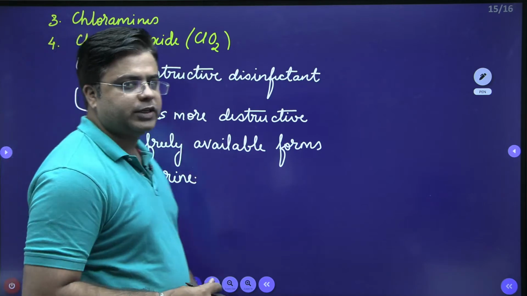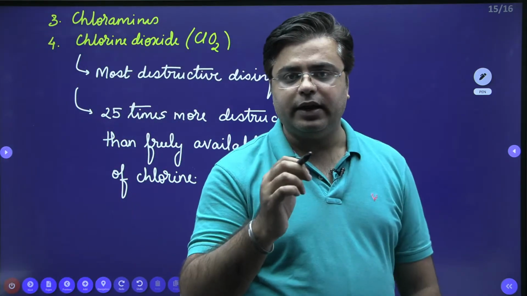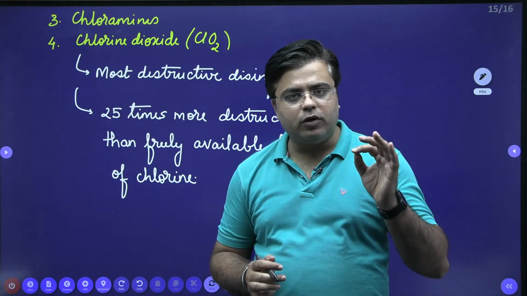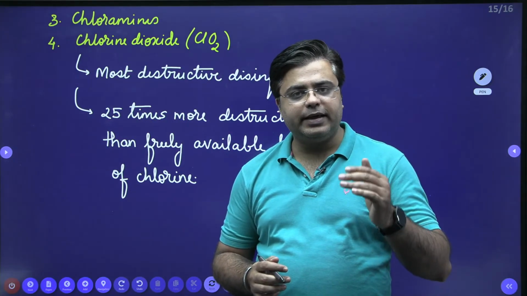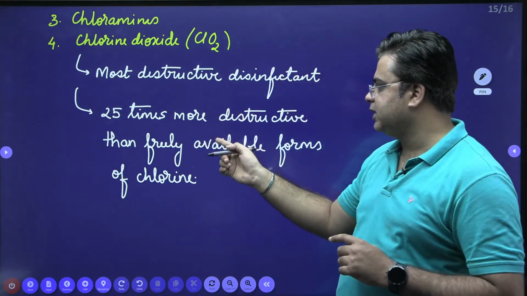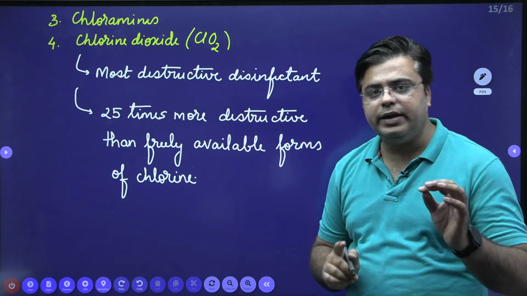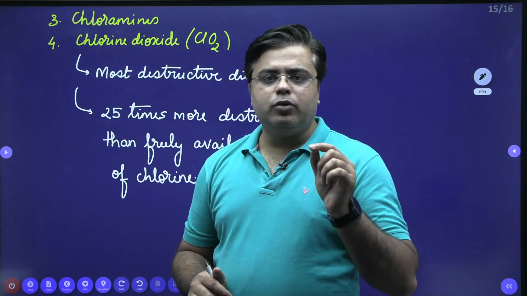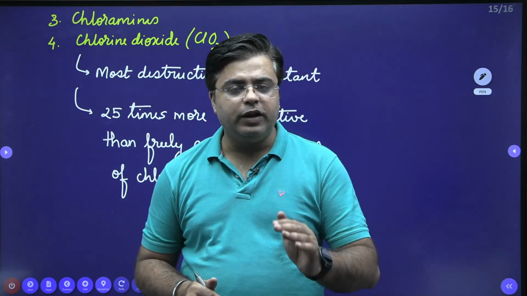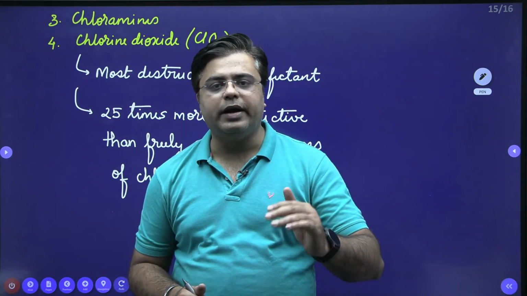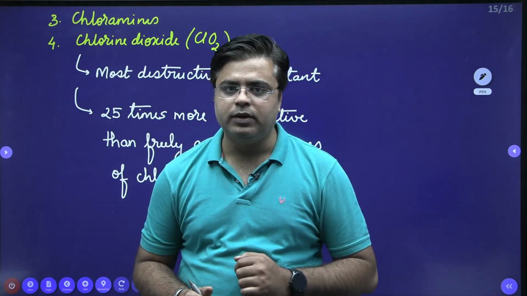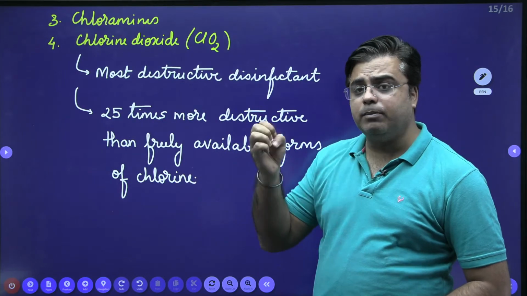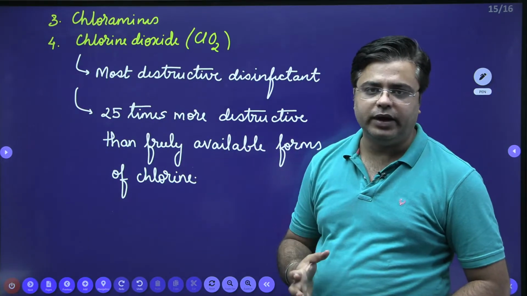So if a question is asked in your examination related to what is the most destructive form of chlorine that can carry out the disinfection, and if this option is given to you, you mark chlorine dioxide. But if it is asked what is the most destructive free form of chlorine, you will mark hypochlorous acid, HOCl. But overall ClO2, that is chlorine dioxide, is the most destructive form of chlorine, right?